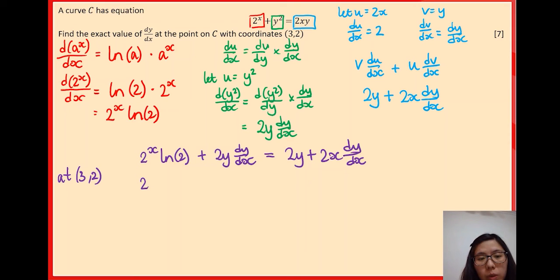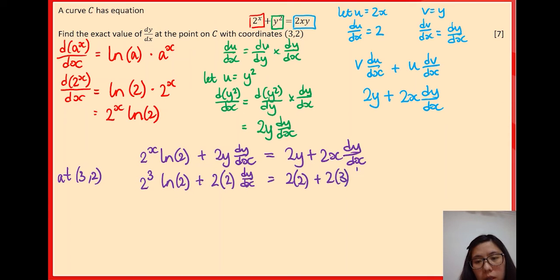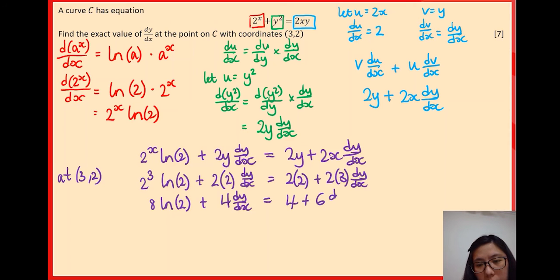So I'll have 2 to the power of 3 natural log 2 plus 2 times 2 dy by dx is equal to 2 times 2 plus 2 times 3 dy by dx. Simplify and tidy it up. 2 to the power of 3 is 8, so I have 8 natural log 2 plus 4 dy by dx is equal to 4 plus 6 dy by dx.